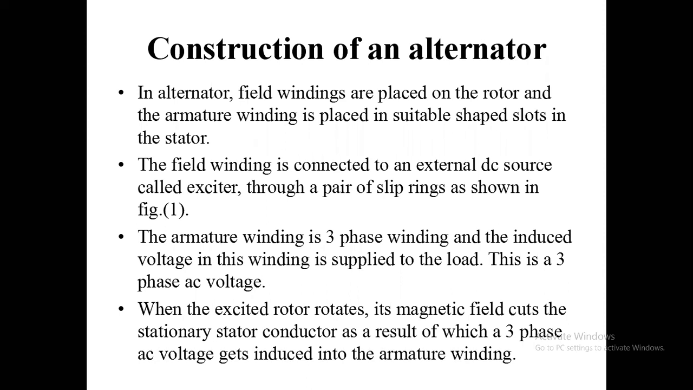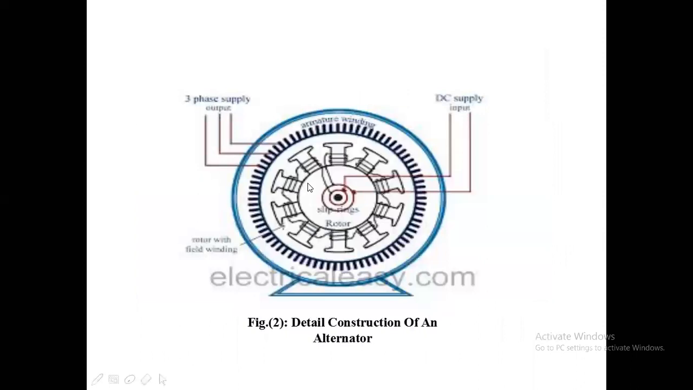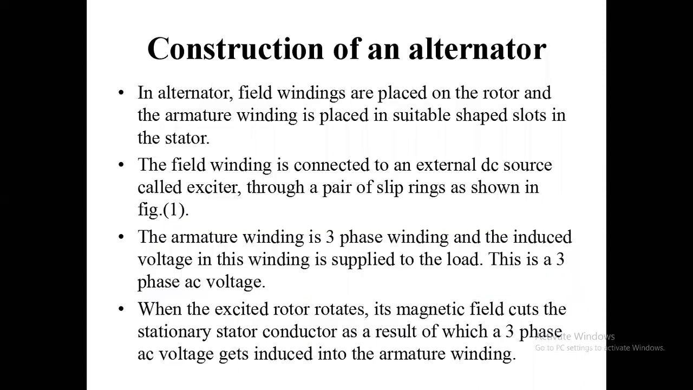Next, the field winding is connected to an external DC source called the exciter through a pair of slip rings, as shown in the figure. I'll show you that figure. Anyhow, you have seen it in the previous diagram, the first diagram. Next, the armature winding is a three-phase winding and the induced voltage in this winding is supplied to the load. This is a three-phase AC voltage, so our load must also be a three-phase load.